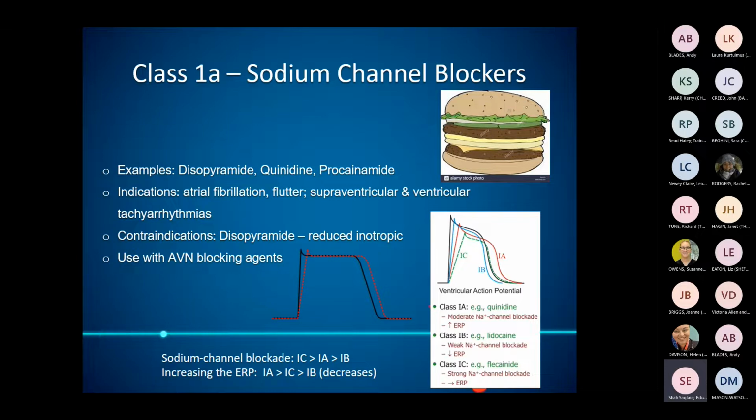So class 1 sodium channel blockers, there's some examples there. Disopyramide is one that we use. Quinidine, have you heard of quinidine? You might be more familiar with another drug called quinine, which is an enantiomer of quinidine, so they both go hand in hand.